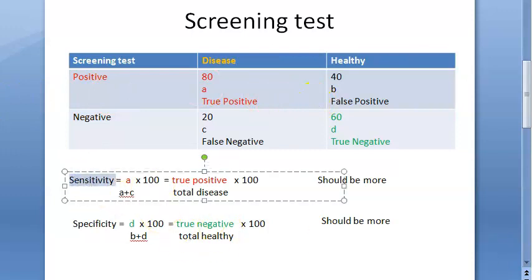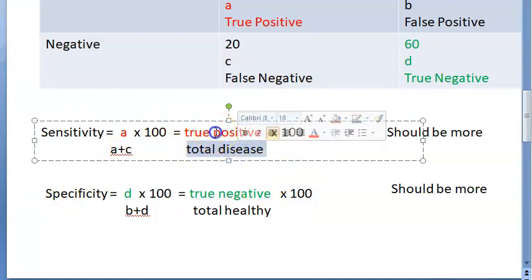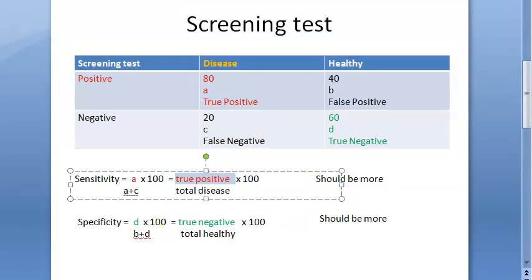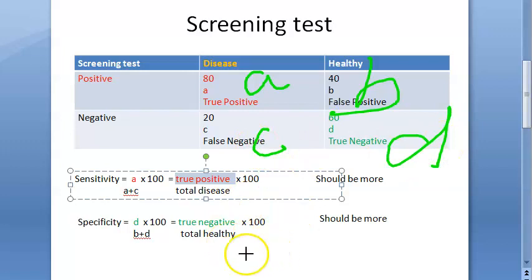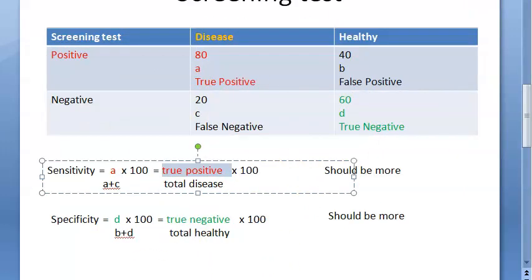Now what is sensitivity? Guys, let us start off with sensitivity. Sensitivity is the true positive divided by the total diseased into 100. True positive, how many did you get? As usual, we always keep in this table A, this will be B, this will be C, this will be D. We always write like this, even for odds ratio, etc. So always A, B, C, D.